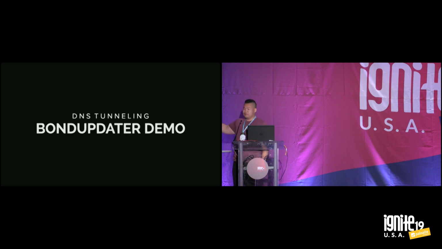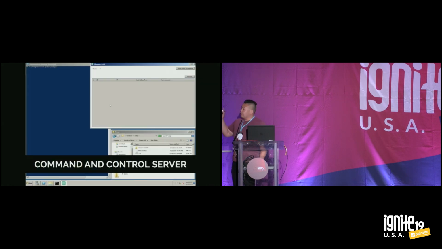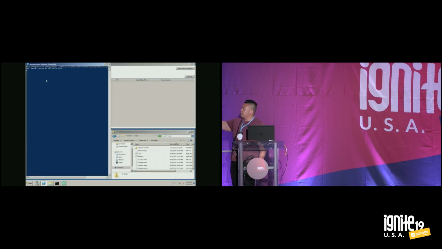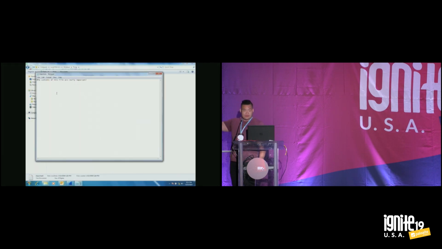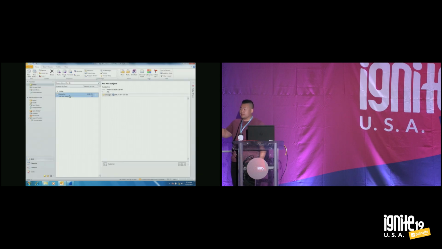Okay, we're just going to play through this video. So this is the Bond Updater demo. Essentially, we set up a server system. It's running Node.js with a .NET front end called Glimpse. We have a victim host. There's some interesting files on there. This one says the contents of this file are really important.